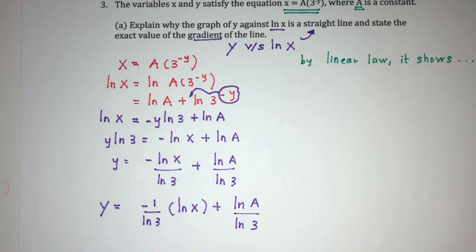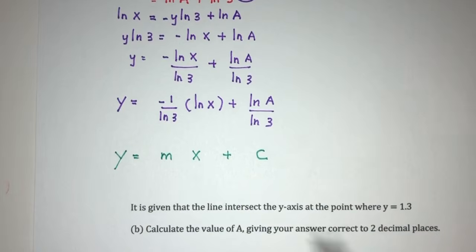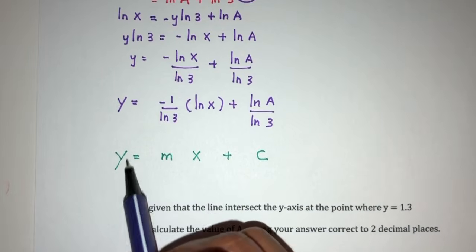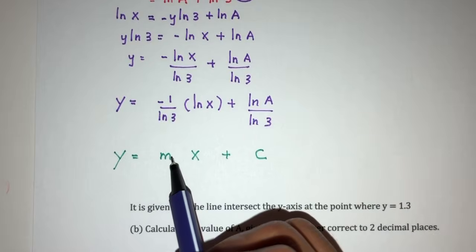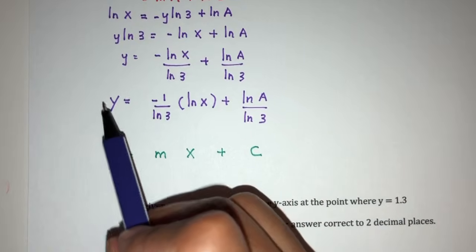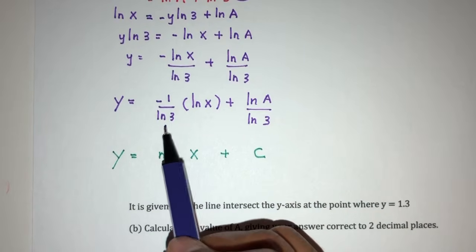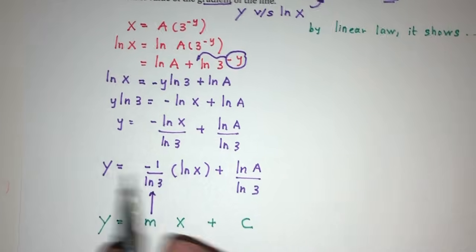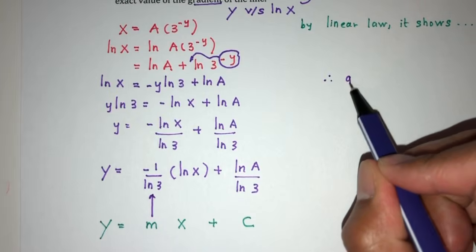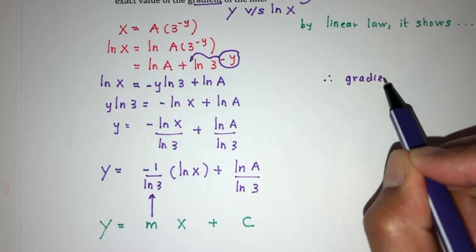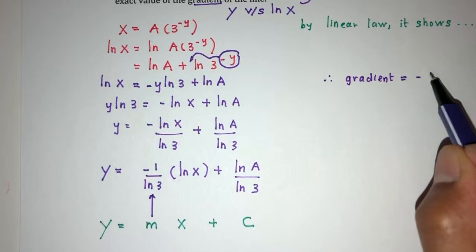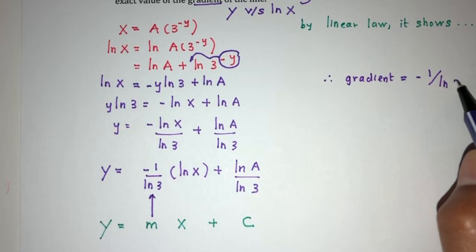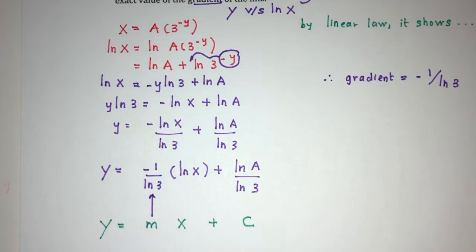Now we have to state the gradient. Now by comparison, you can see that when we have y against x, m is the gradient. But same thing, when you have y against ln x, this will have to be the gradient. So we have to state, as you can see, so pretty easy. We know exactly where to find this. So the gradient according to the equation has to be minus 1 over ln 3. That will be part A of the question.